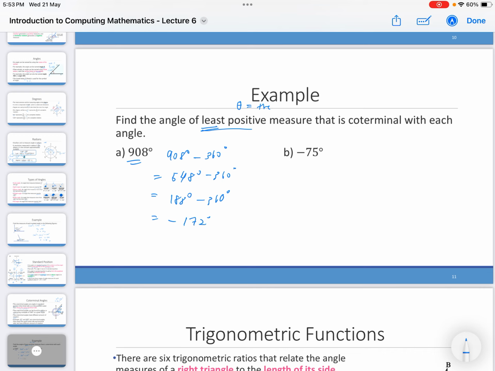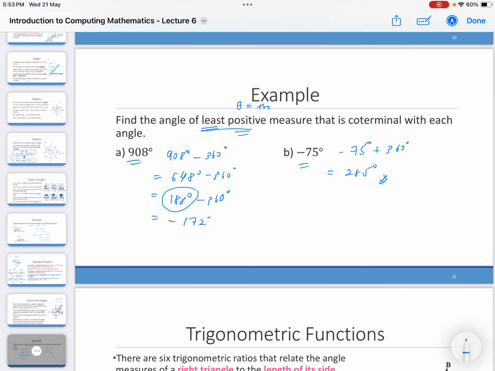But since we want the least positive, the answer is this one, the least positive coterminal angle. Okay, and then for this one, again the same. Since this one is negative and we want positive, we add 360 degrees. So negative 75 plus 360 degrees equals 285 degrees. So straight away we get the answer.